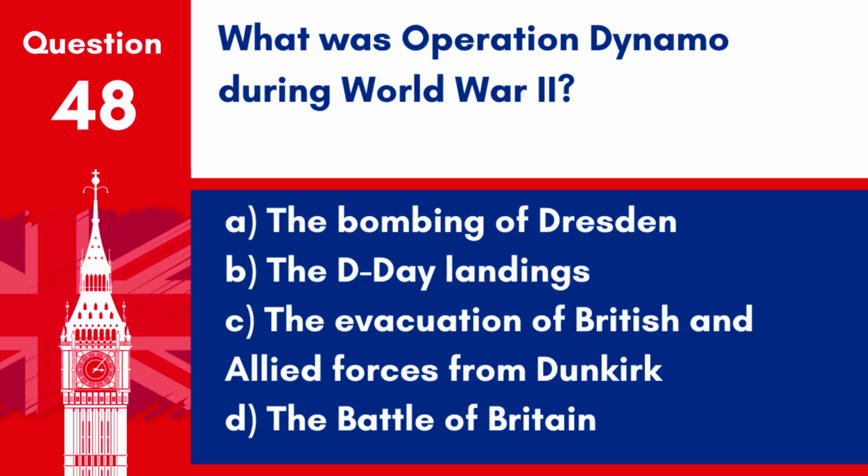Question 48. What was Operation Dynamo during World War II? A. The bombing of Dresden. B. The D-Day landings. C. The evacuation of British and Allied forces from Dunkirk. D. The Battle of Britain. Answer: C. The evacuation of British and Allied forces from Dunkirk, known as Operation Dynamo. This 1940 operation successfully evacuated over 330,000 soldiers.